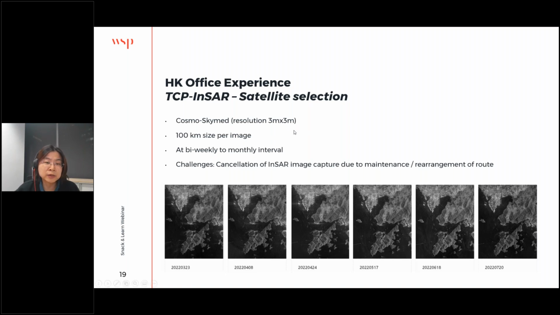And for accuracy we are considering 3-meter X-band. Each satellite image covers 100 kilometers, so it covers a large area, but we focus on our area of interest. We are looking at a bi-weekly, 14-day time interval. Bear in mind that we want to share our challenges. Although we pre-order the images we are looking for from the satellite agency, sometimes, due to maintenance or rearranged routes, the satellites just cancel the image. So the interval we first planned for 14 days could end up being up to 1 month.